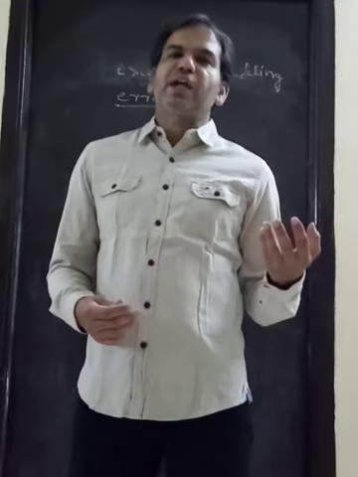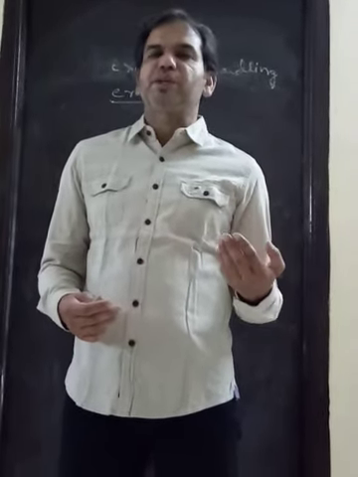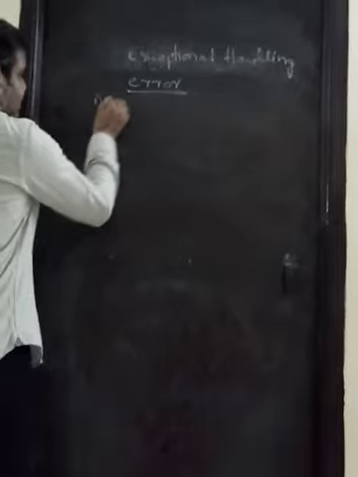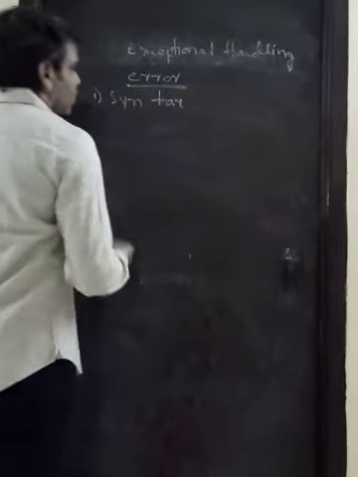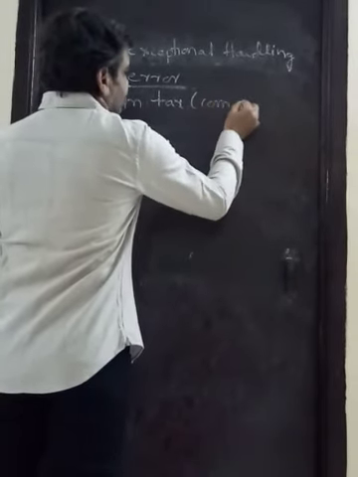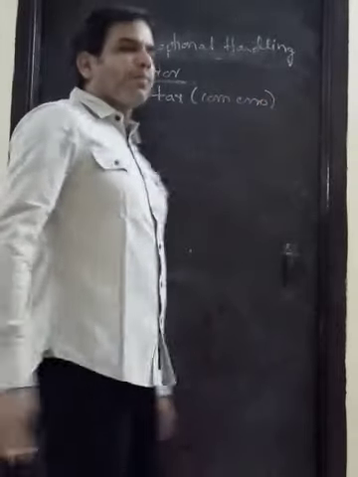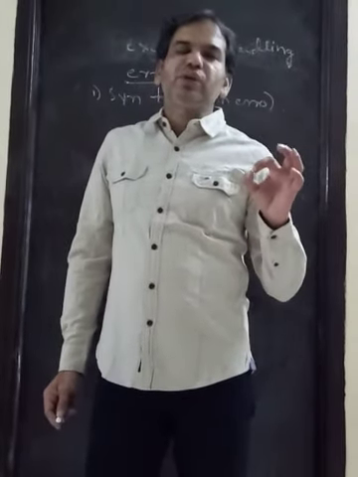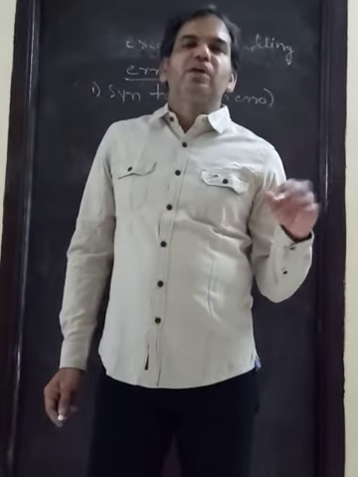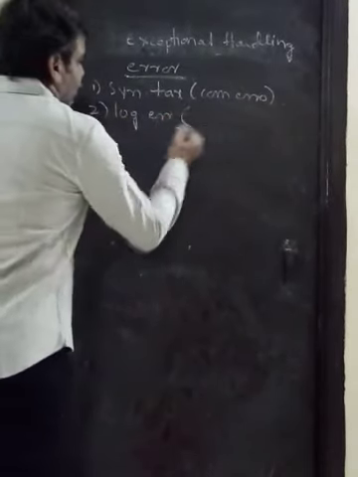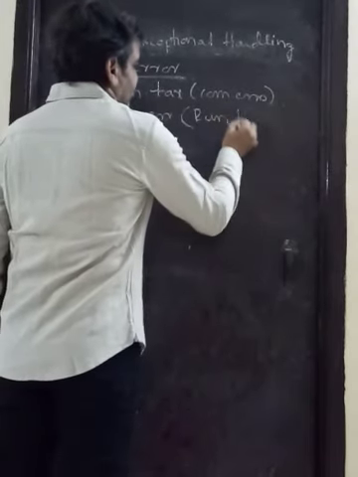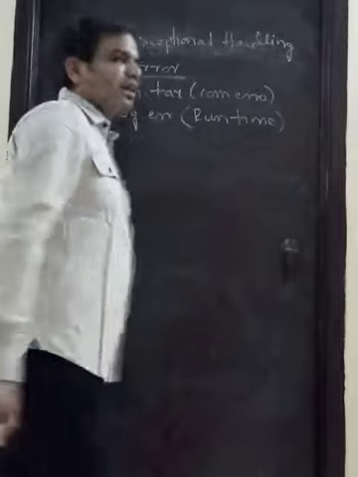So in every programming language, it may be PL/SQL or C++, Java, errors are of two types. The first one is syntax error. A syntax error is also called a compile time error. Why is it called a compile time error? It will be shown at compile time. So that is called a syntax error. The second one is a logical error. It will be shown at runtime. These are the two types of errors.